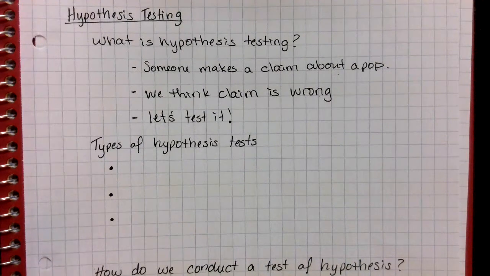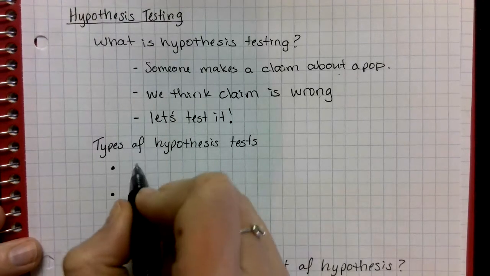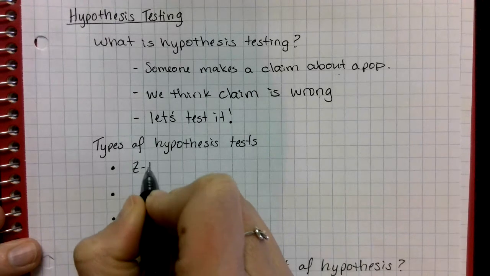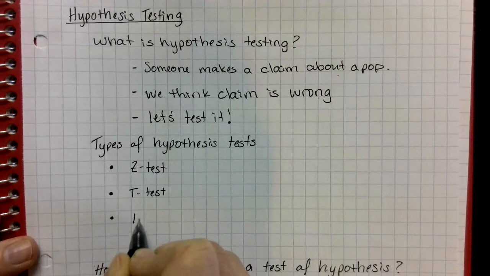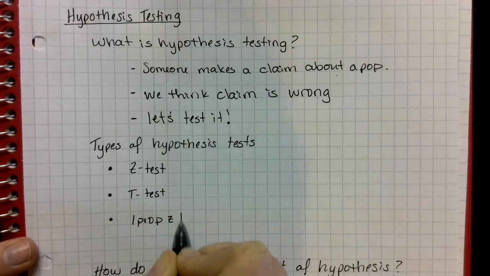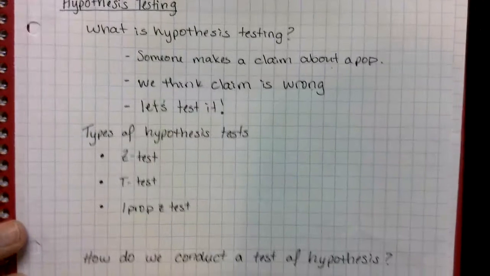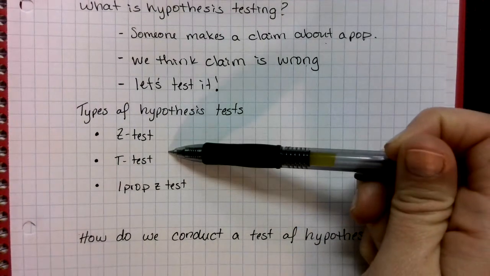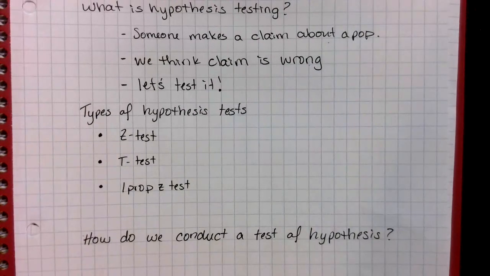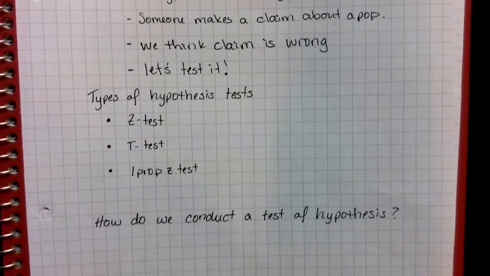So, to do that, there are three different types of hypothesis tests, and they go directly hand in hand with our confidence intervals. So, we have a Z test, a T test, and a one prop Z test. So, if you remember our confidence intervals, we had a Z interval, a T interval, and a one prop Z interval. The same guidelines apply for when you would use each one of these different types of tests.